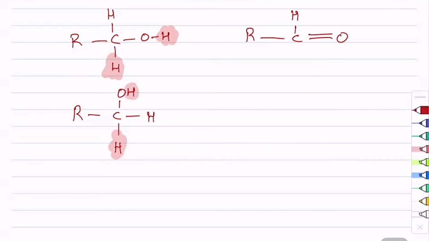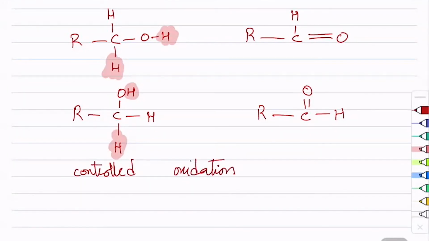So you remove these two, and now you have RC with a double bond to this oxygen and hydrogen. Now, this has to be controlled oxidation. Why controlled? Because if it was allowed to go to completion, aldehydes themselves can be oxidized. Notice that there is still one hydrogen that this carbon can provide, which means it can further oxidize.